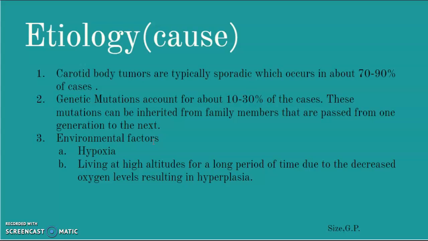Also, one other thing that they can be caused by is environmental factors and hypoxia. One of those environmental factors is hypoxia, low oxygen levels. So living at high altitudes for long periods of time and decreased oxygen levels can result in the formation of a tumor.